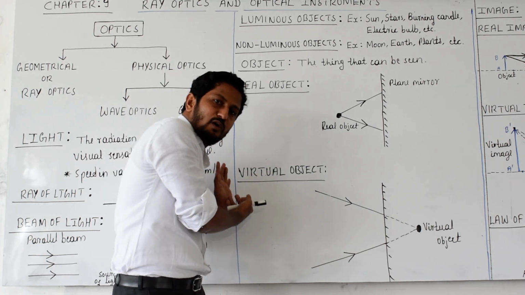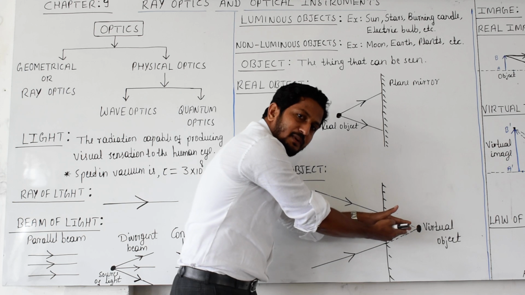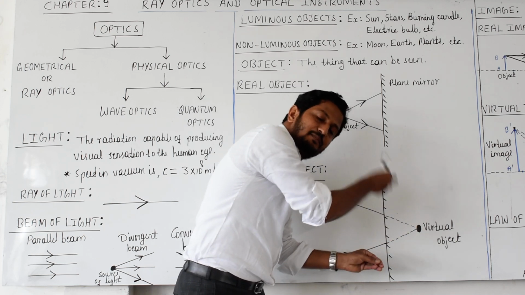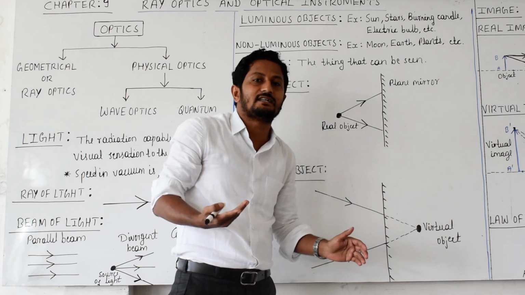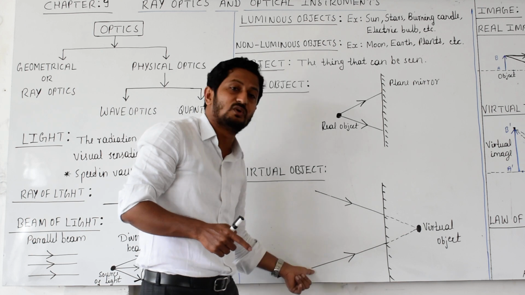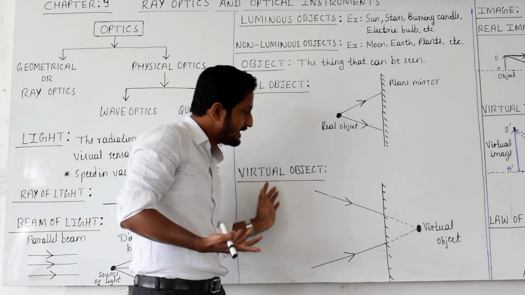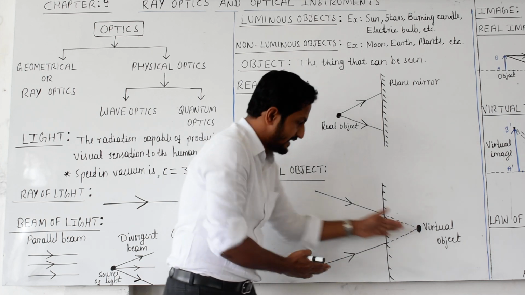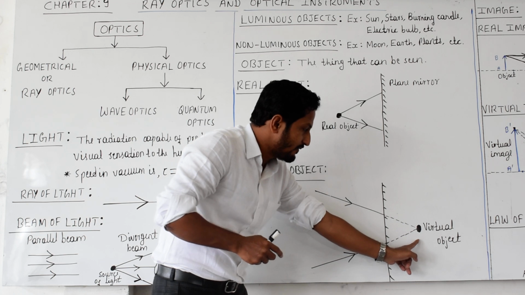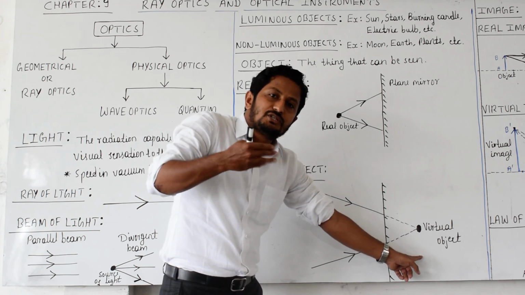Instead of searching for that point, what we have to do is just extend that path. Somewhere they are going to merge. That point we have to treat as the presence of the object from where these two light rays came. Somewhere here it is. By extending, they are going to merge here. So now, where they met, that point we treat as a virtual object.